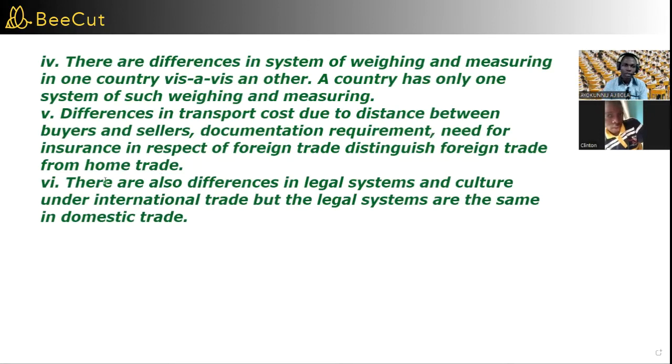Documentation requirement, need for insurance in respect of foreign trade, distinguish foreign trade from home trade. There's no difference in cost of transport or whatever. There's no documentation required in home trade, but in foreign trade there is documentation required. There are also differences in legal systems and culture under international trade, but legal systems are the same in domestic trade. So these are the differences and similarities between international trade and home trade.